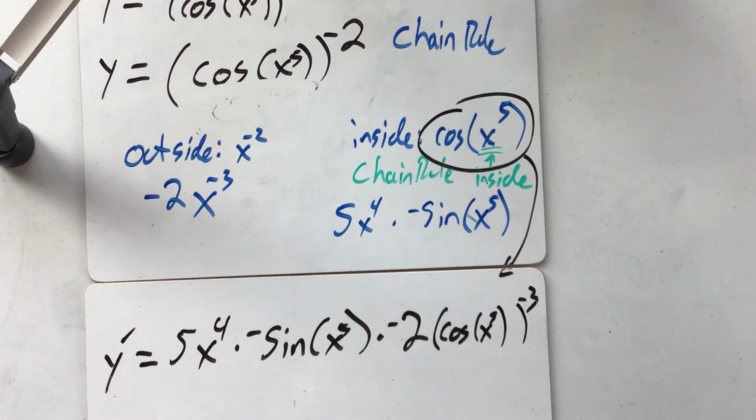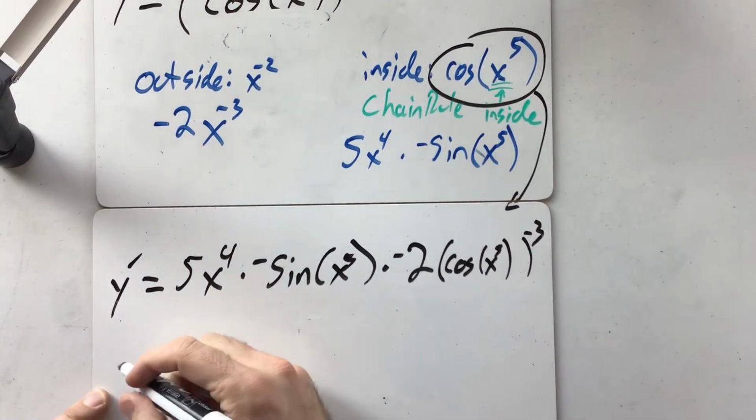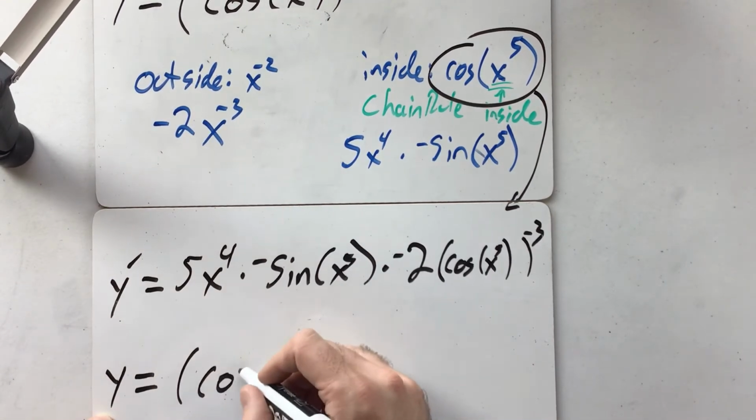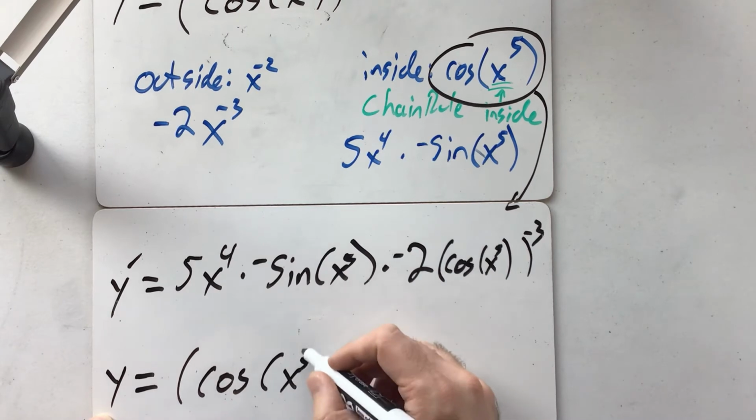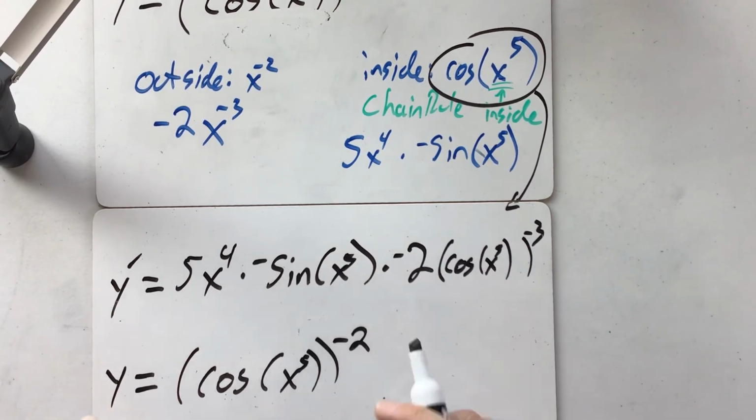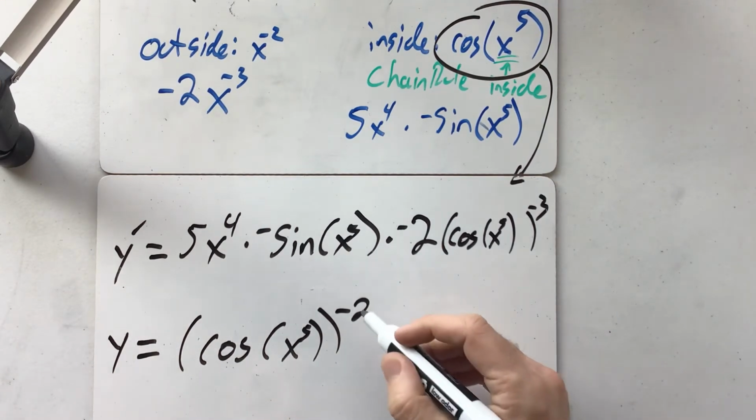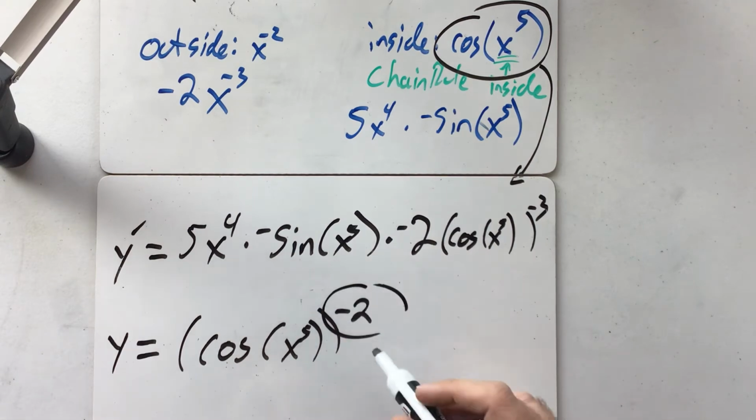But before we go on, I want to rewrite that problem just one more time, because I want to look at what we've got. So the problem was y equals cosine of x to the fifth, to the negative 2. And so I kind of want to look at all of this together. And what you'll see is that we have an outside, which is right here.